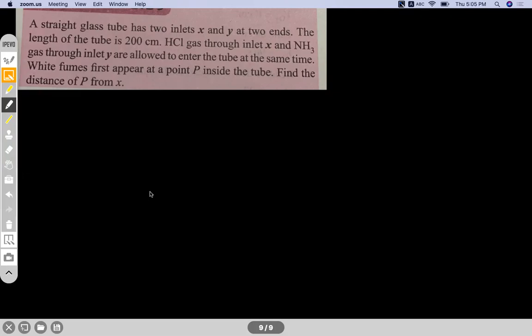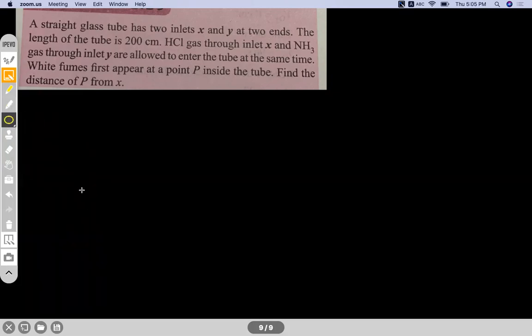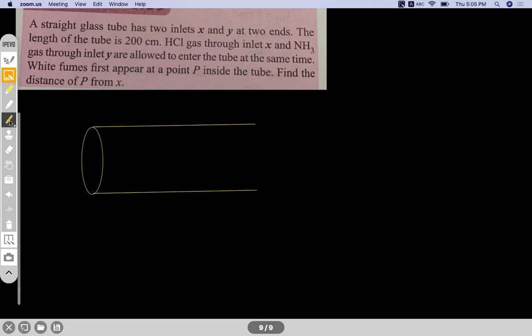Okay, you see the question is what? We have a cylindrical tube and the length of this tube is given, that is 200 centimeter. Okay, cylindrical tube, length of the tube is 200 centimeter.